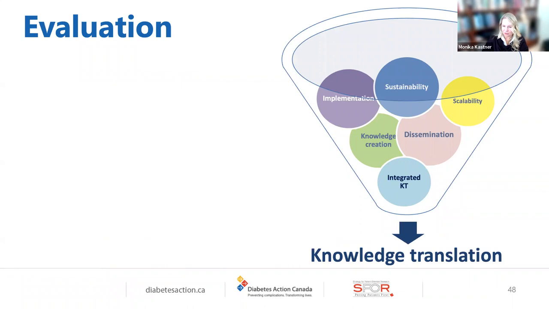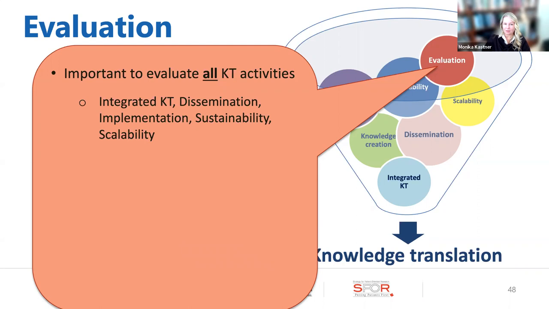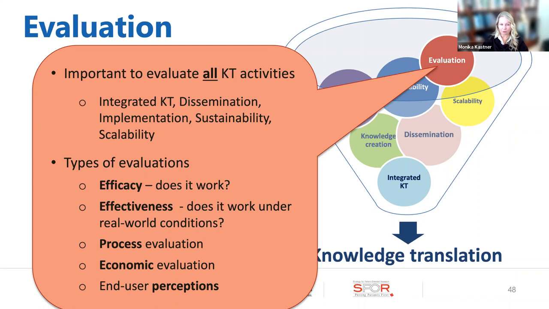So lastly, I think I've alluded to evaluation along the way, it's important to evaluate all KT activities. For all of the ones that I mentioned, there are different types of evaluations that I'm sure you've heard of: efficacy, where we're trying to look at what works; effectiveness research, which we often do for KT, does it work under real world conditions; and process evaluation, also very important in KT. Economic evaluation is incredibly important to figure out whether what we're doing is feasible and what the cost effectiveness is. And then end user perceptions.